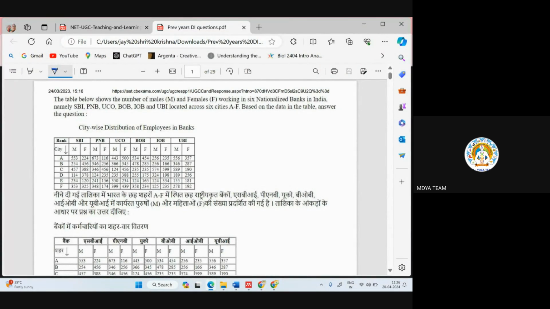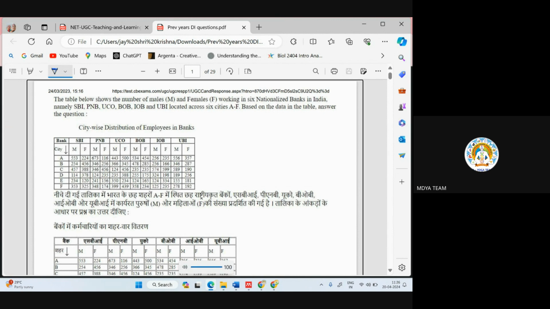Okay, now come to this first table. You all have studied this table. You all are well versed with this table. How many of you try solving this question? I did, sir. Okay, so you solved all the questions here.